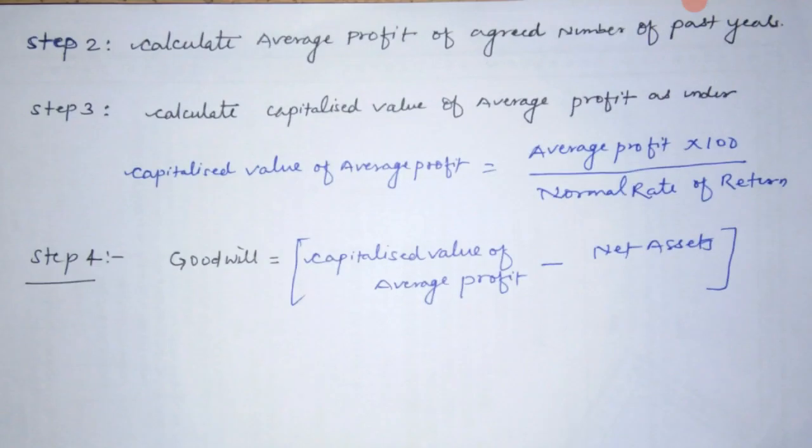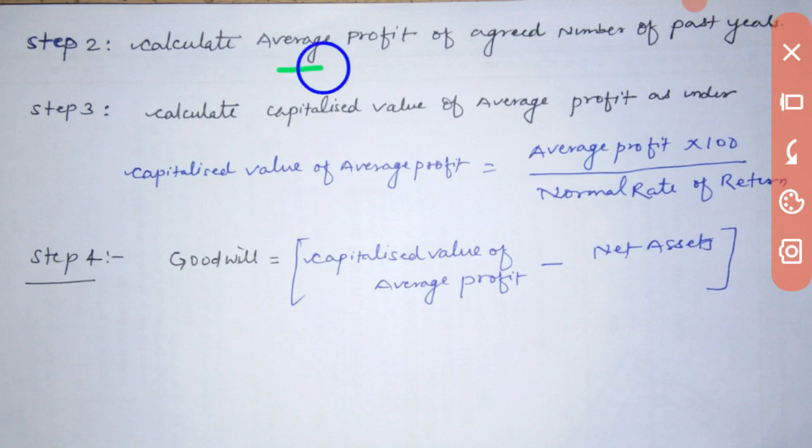In the second step, we will calculate the average profit. As you know, to calculate the average profit, first of all, we have to add the profits of the different years. We have to take the total and divide by the number of years. We will find out the average profit.